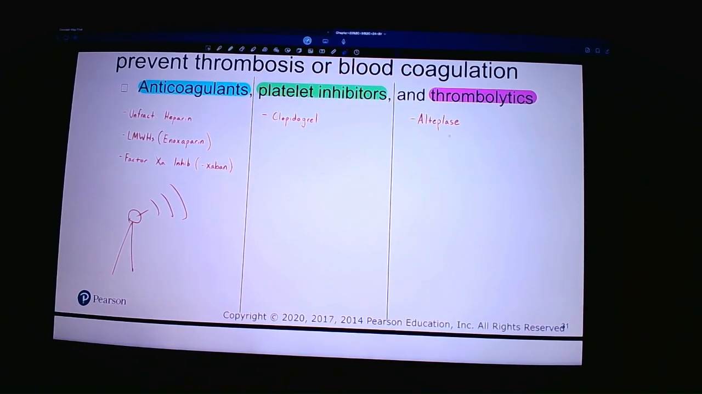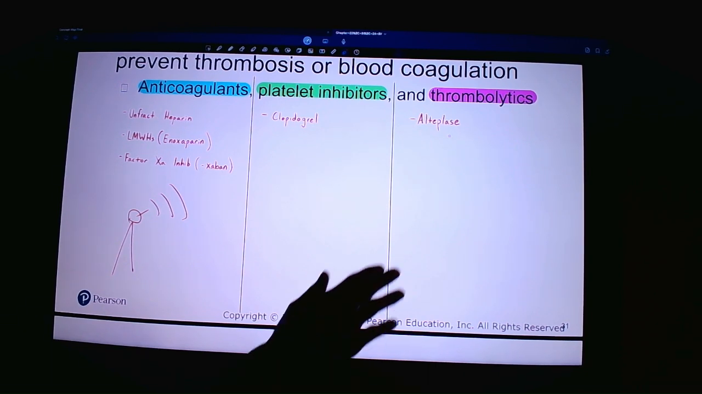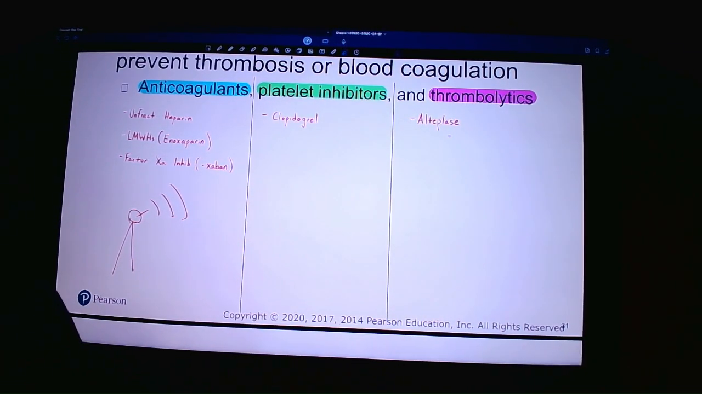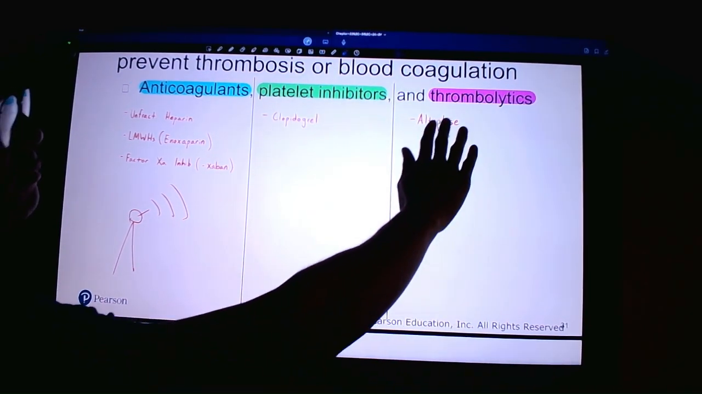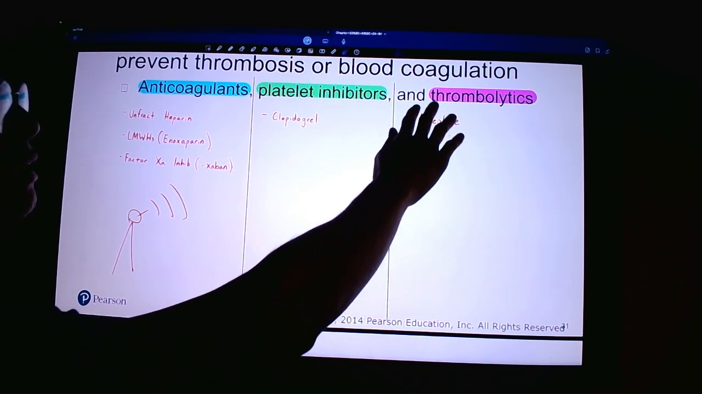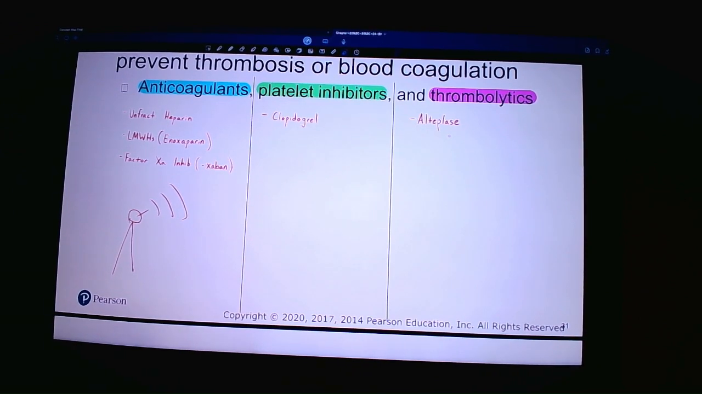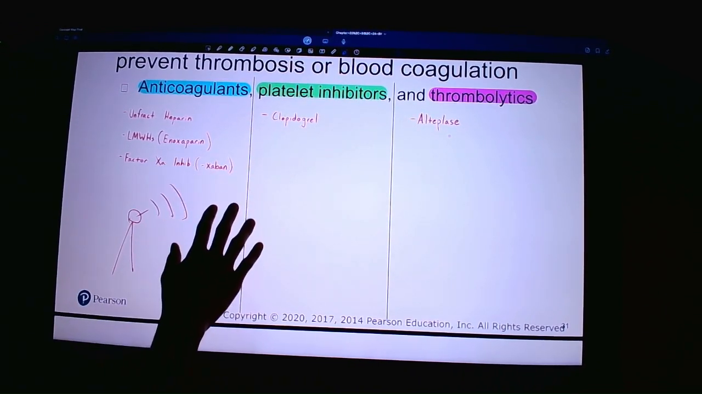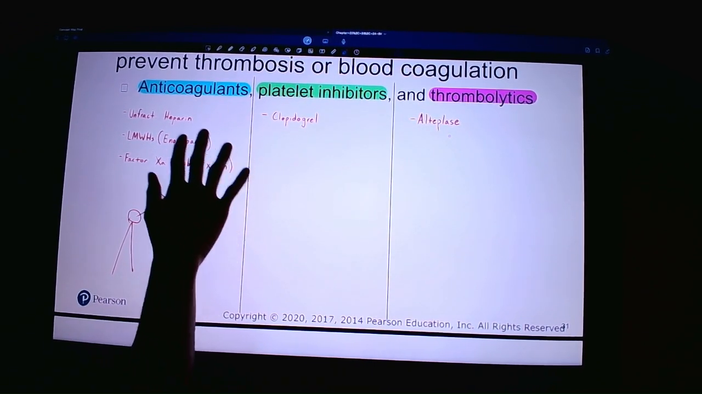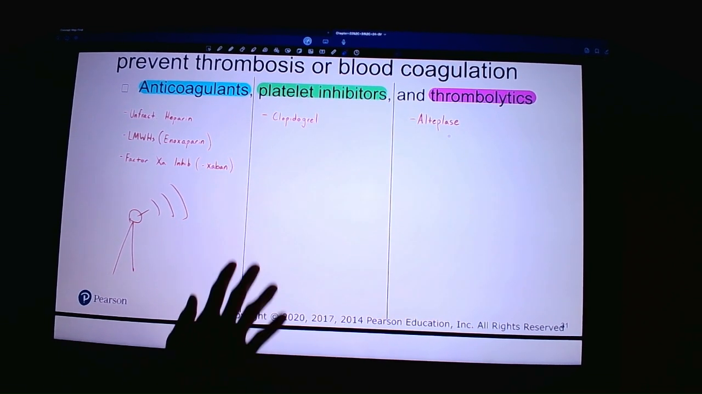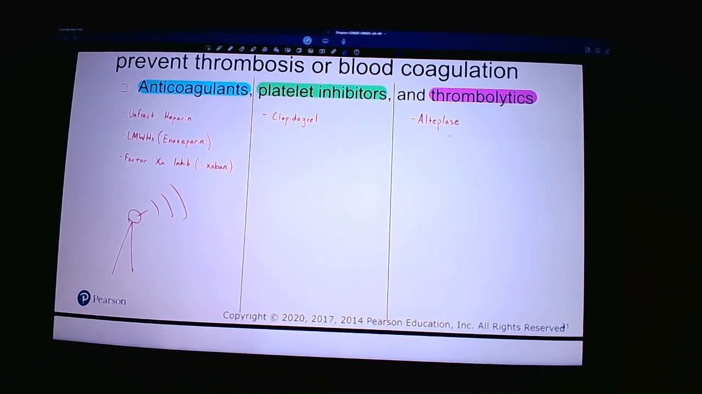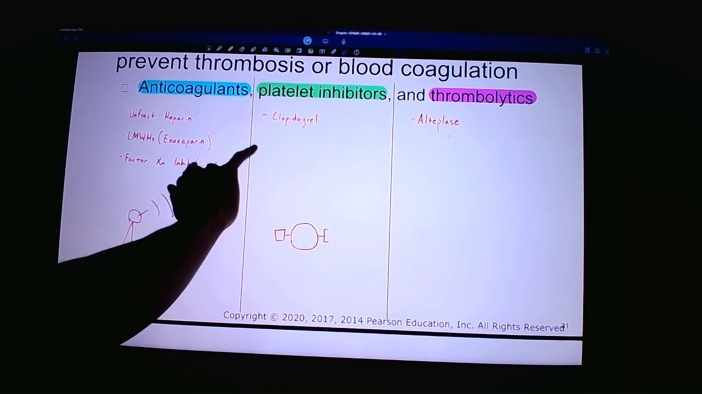Thrombolytics is very simple because they just break down clots, right? We talked about that already. Alteplase is very similar to human TPA, that tissue plasminogen activator. Same thing, same effect. It's just synthetic. It just breaks down a clot, right? But I really want you guys to focus on these because these are a little bit more complicated, just because some people have a difficult time understanding the difference between anticoagulant and antiplatelet.